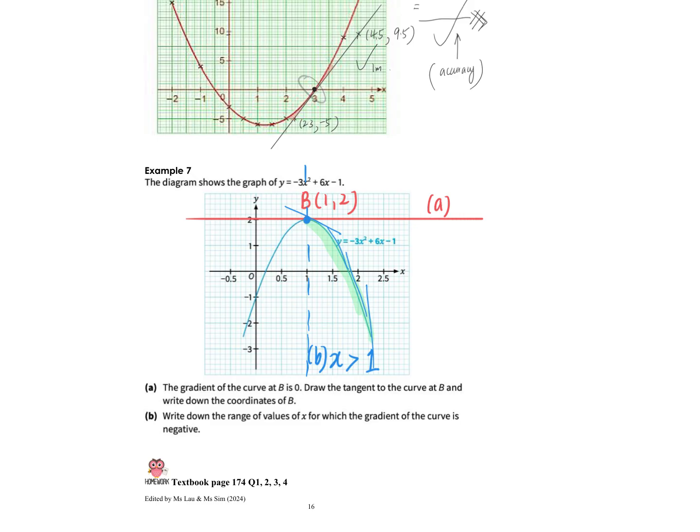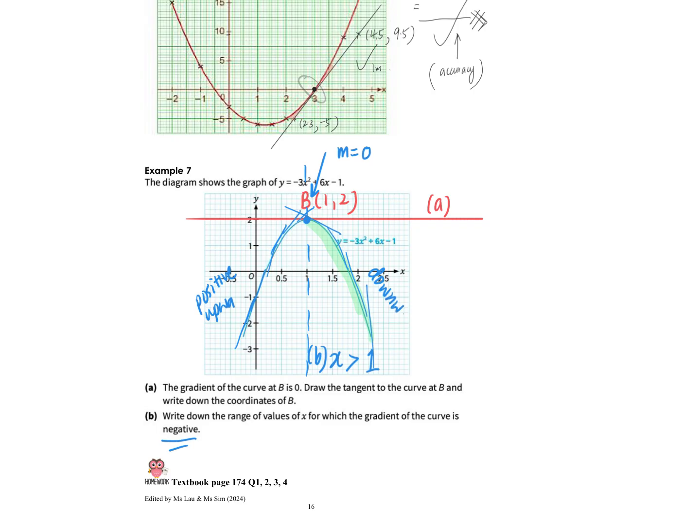Negative gradient, because when you move away from here, your gradient gets more and more negative. We don't include equals to 1 because at this point your gradient is 0. Anything less, your gradient will be upward, so it's positive. No, this part here will be positive because it's upward sloping. They want negative, so downward sloping here.